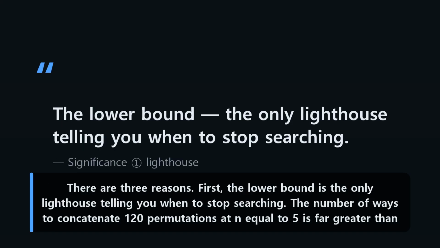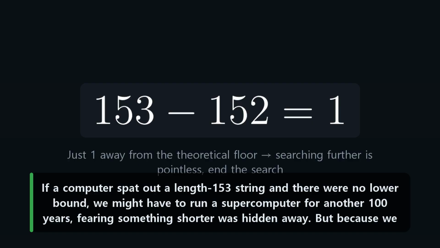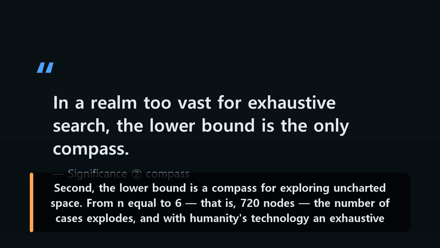There are 3 reasons. First, the lower bound is the only lighthouse telling you when to stop searching. The number of ways to concatenate 120 permutations at n equal to 5 is far greater than the number of atoms in the universe. If a computer spat out a length 153 string and there were no lower bound, we might have to run a supercomputer for another 100 years, fearing something shorter was hidden away. But because we know the lower bound is 152, we can see the gap between the two is just 1 and end the search.